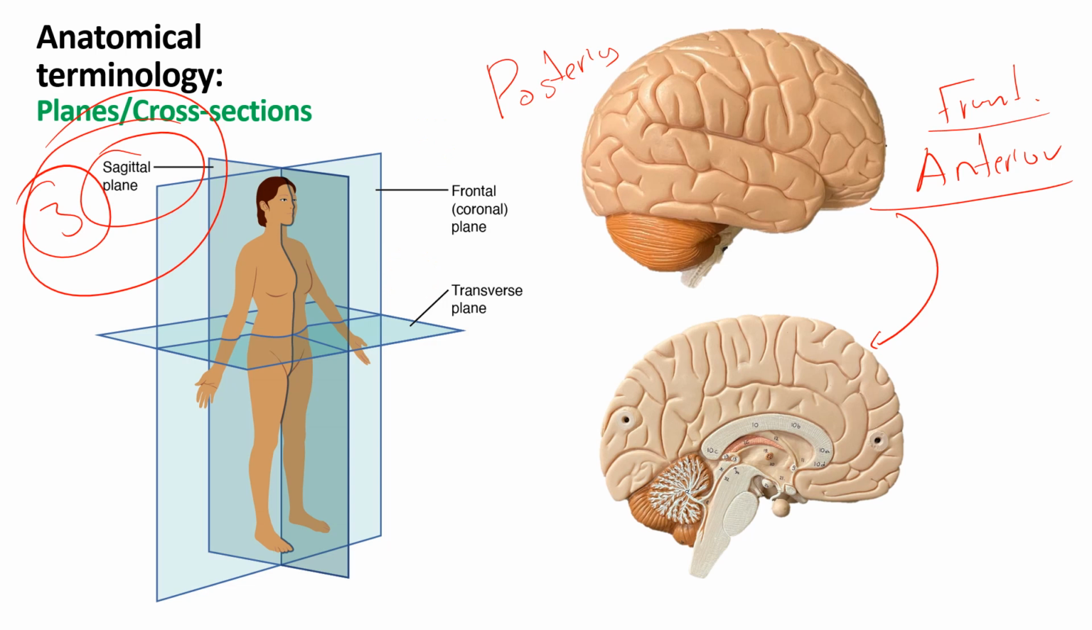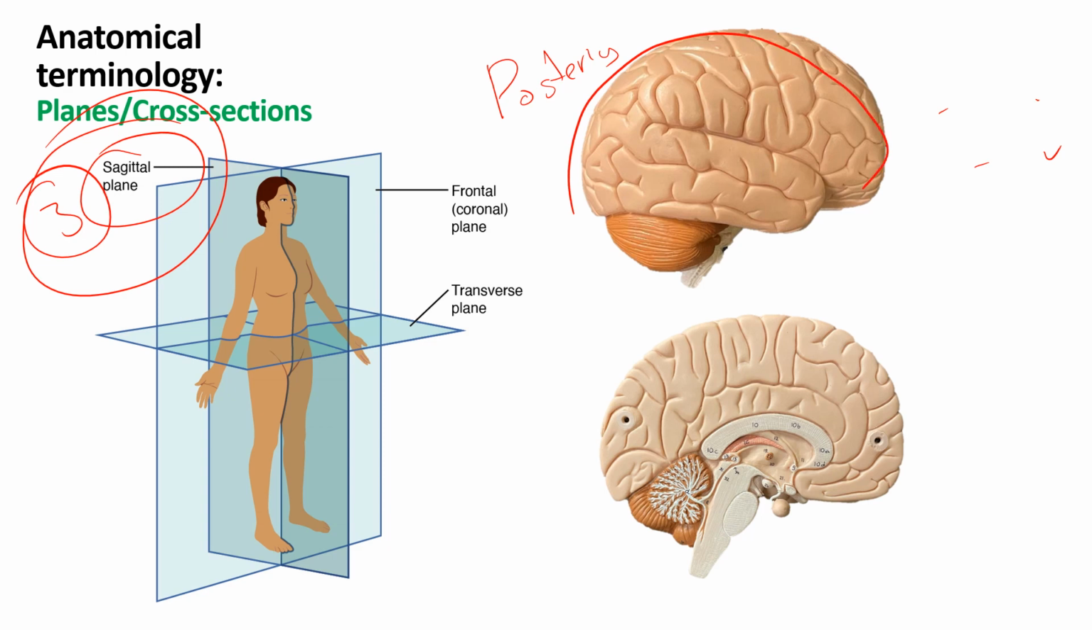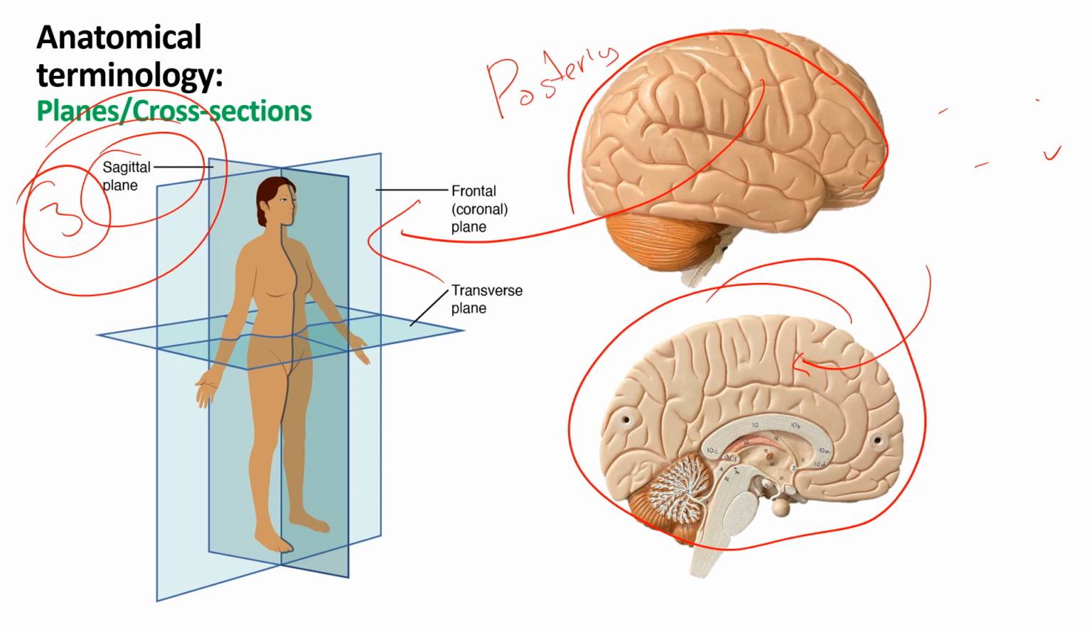This is a sagittal cross section of the brain. So what we did is we cut the brain in this direction, we remove this part, and then we can see the internal part here. Therefore, this half of the brain is the left half of the brain, because we removed the right half of the brain in order to see inside.